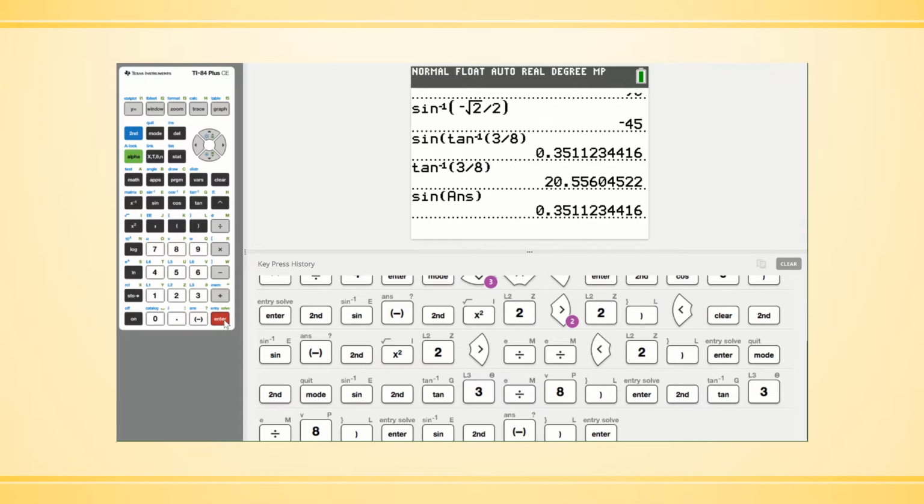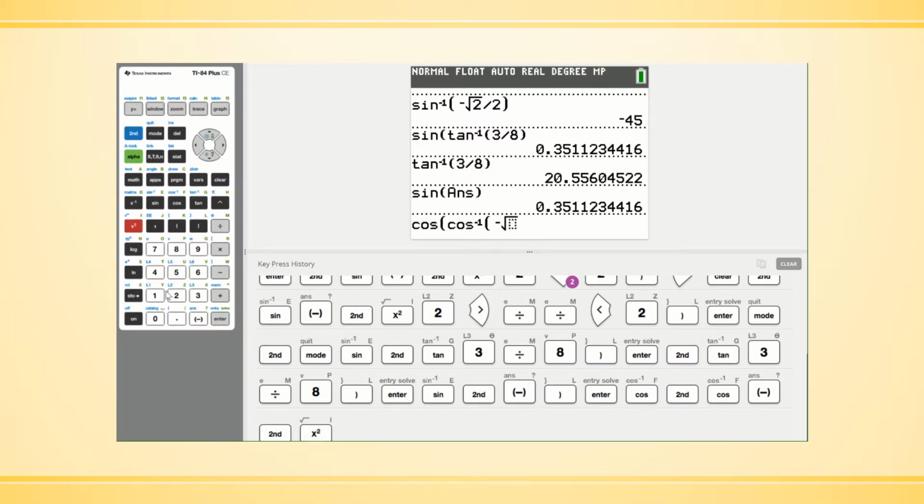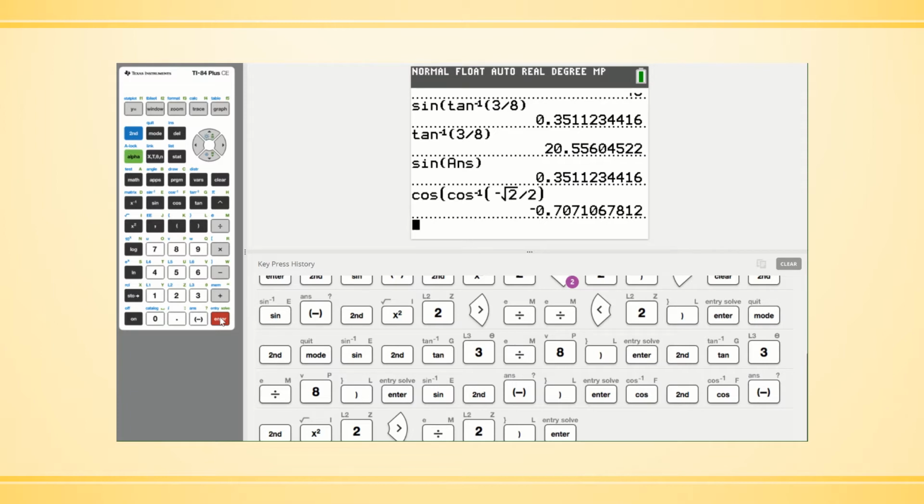0.3511 or 0.35. All right, let's do the second one where we're doing the cosine of the arc cosine, which is the inverse cosine. So we're finding the cosine of this angle, the inverse cosine of -√2 divided by 2. And what's the cosine of that? Well, if we round it to the nearest hundredth, -0.71.